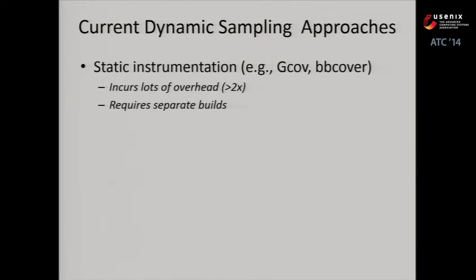Since cold code can only be determined at runtime, we need to dynamically sample it. And there are various approaches for doing so. One approach is to statically instrument the code and dynamically sample all instructions, much like what Gcov or BBCover, which is a Microsoft tool that is similar to Gcov, do. However, as static instrumentation is always there, it typically incurs a lot of overhead. Another shortcoming is that it requires separate binary builds, and it introduces maintenance problems.